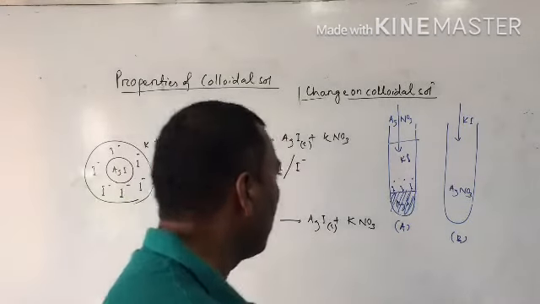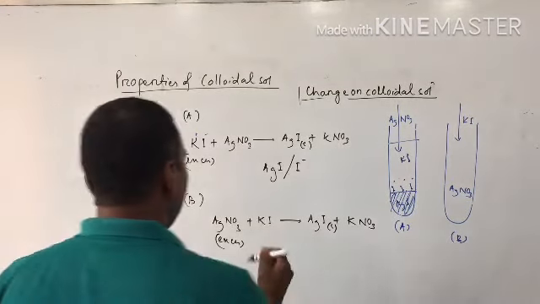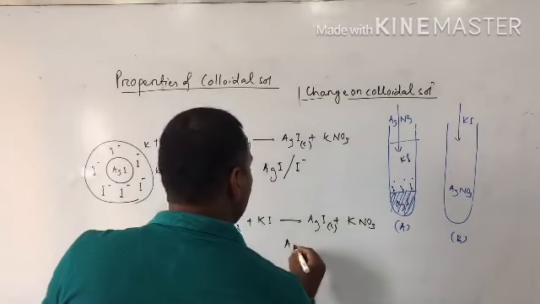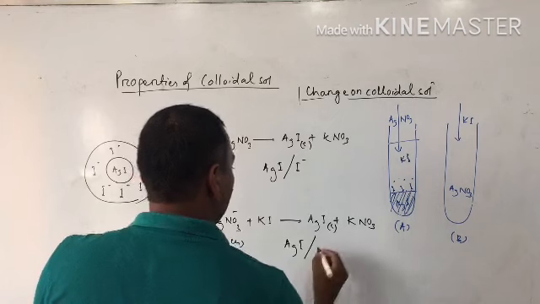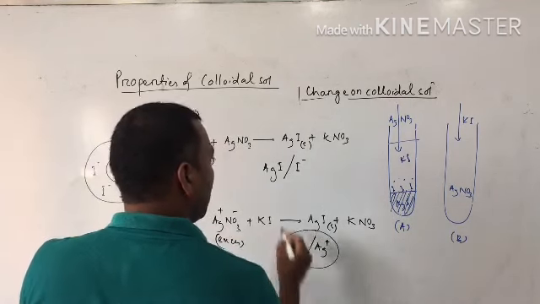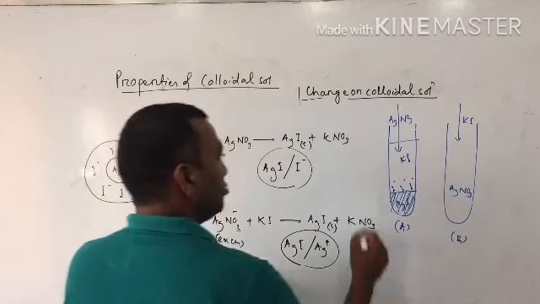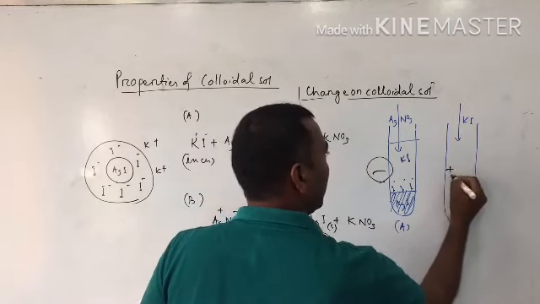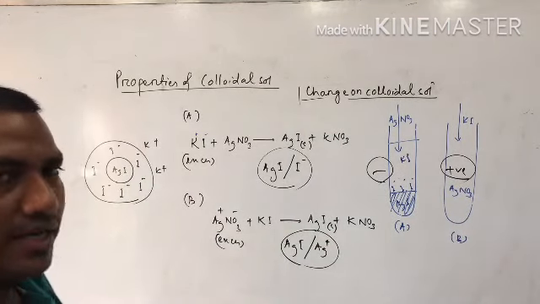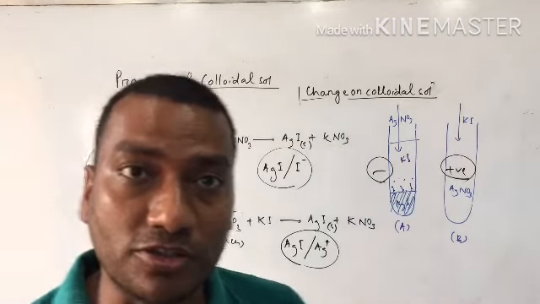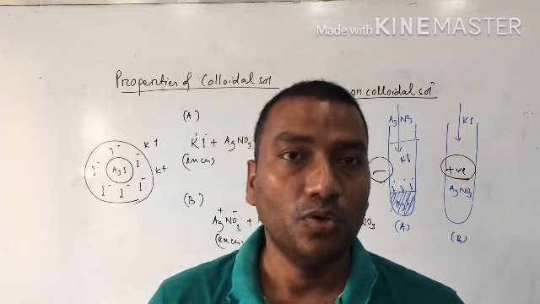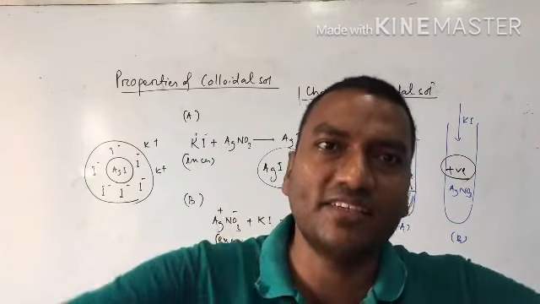Similarly, come to the second test tube. Here AgNO3 is in excess, meaning Ag plus and NO3 minus ions are more. So here we will represent it like this: AgI precipitate and Ag plus. This is the representation. So in test tube A, negative charge will develop, and in test tube B, positive charge will develop. Understood? Clear? So when the question comes, what is the origin of a charge?